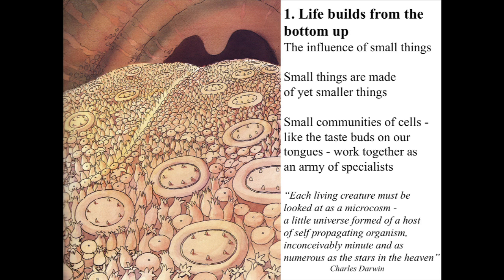Even Darwin commented on this feature about life, saying that each living creature must be looked at as a microcosm, a little universe formed of a host of self-propagating organisms, inconceivably minute and as numerous as the stars in the heaven. This is a good observation, and he was characteristically a pretty observant guy.